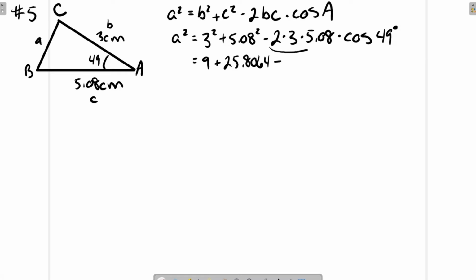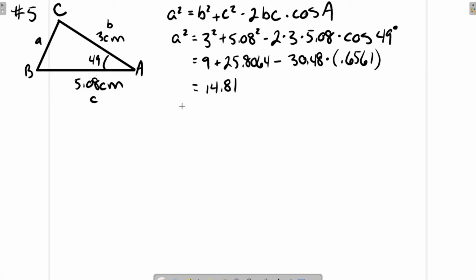Typically, when I have all this kind of stuff, I usually do it in a couple of stages. You can do it in one step if you're careful with your calculator, making sure you're respecting all the order of operations. So we've got 2 times 3 times 5.08 comes out to 30.48 times the cosine of 49, which is 0.6561.